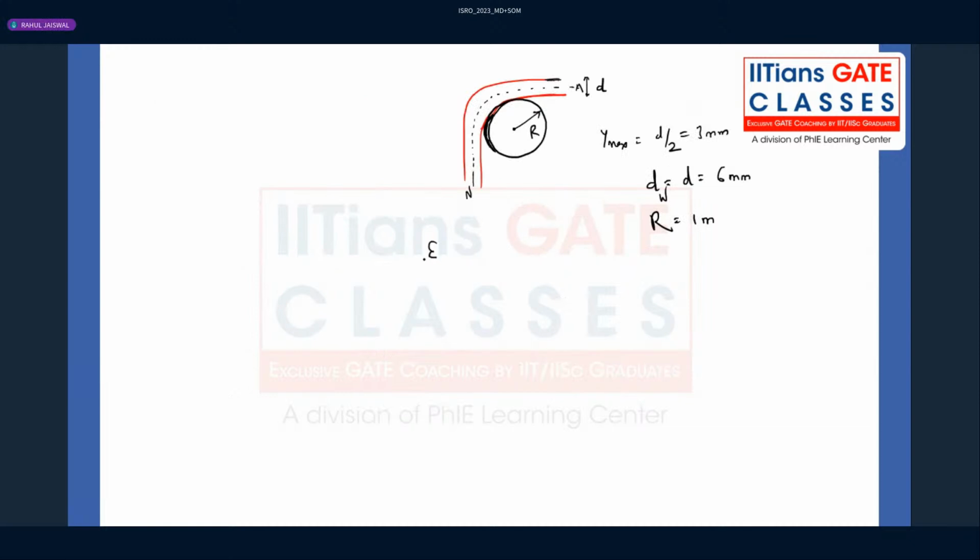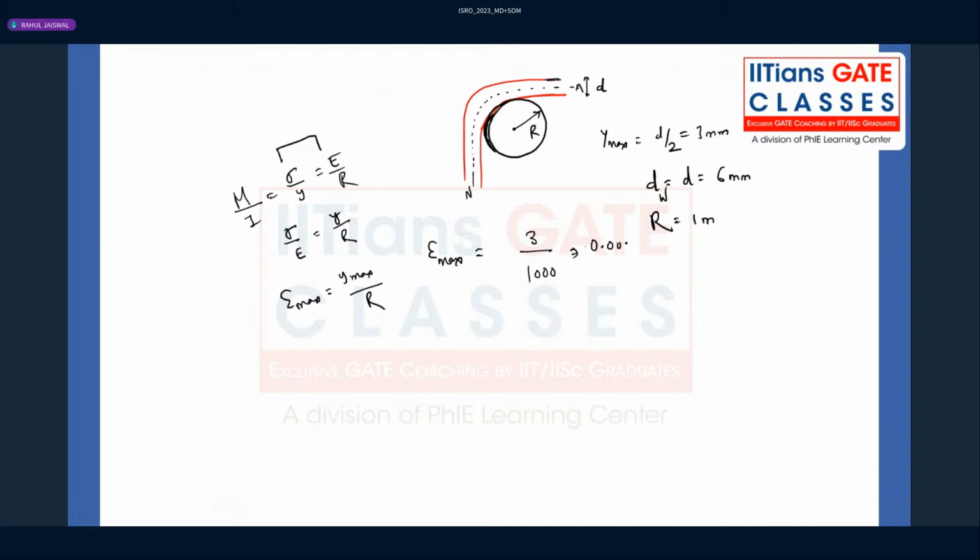First of all, calculate the strain which is being introduced in the wire because of this bending. For that, we have to use the bending equation, M by I equals sigma by y equals E by R. Focus on these two: sigma by E equals y by R. What is the maximum strain produced? For that, we have to calculate y maximum by R. What is the y maximum? 3. What is the R? 1000. So that is 0.003.